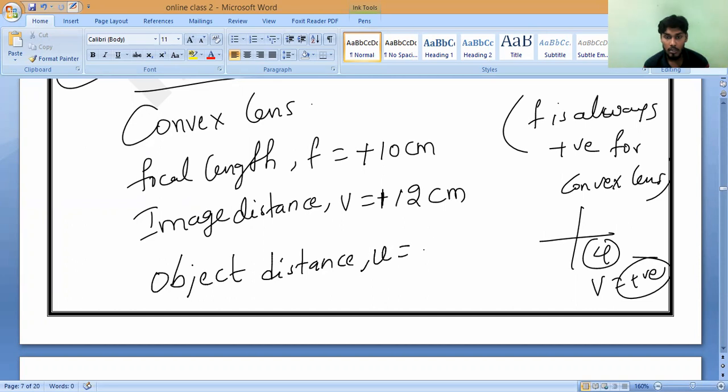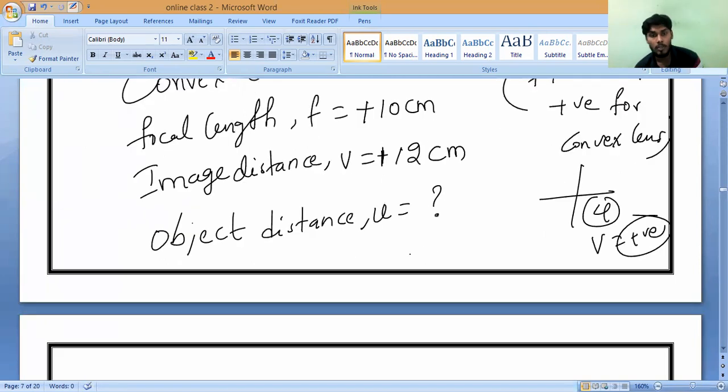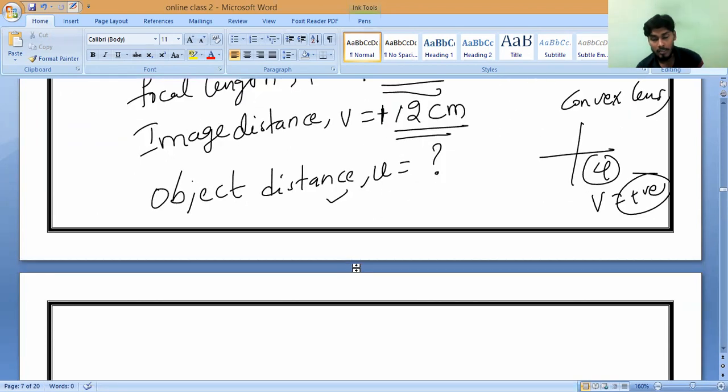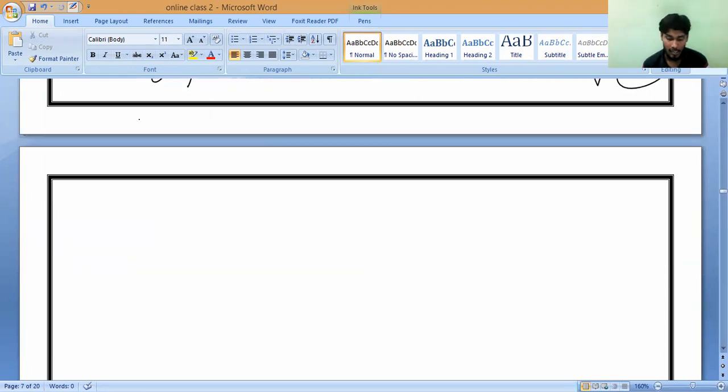Understanding? U is equal to how much they are asking. You observe very carefully, all of you. Focal length is 10 centimeter and image distance is 12 centimeter. So object distance they are asking, and what characteristics? We must get a real image. Is it yes or no?